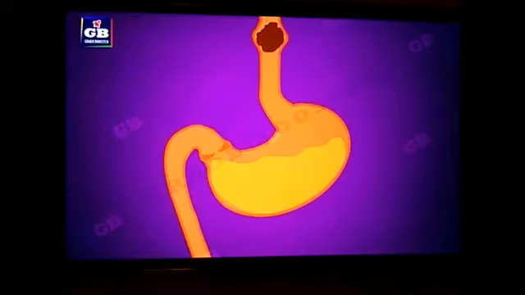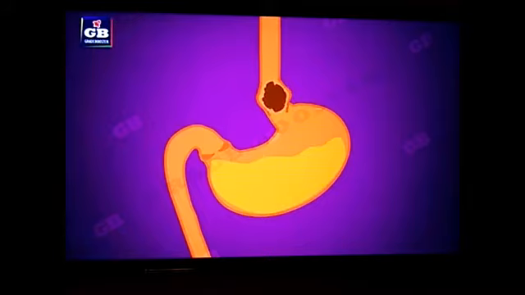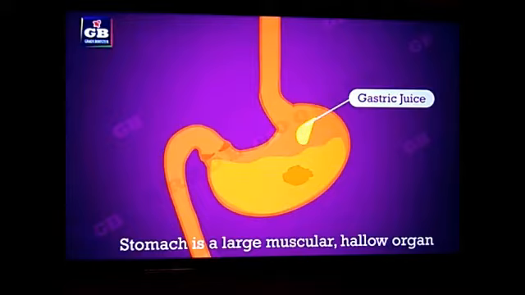Now the food has to reach the stomach through a pipe called the esophagus. The muscles of the esophagus contract rhythmically to move the food through it into the stomach. The stomach is a large muscular hollow organ in which the food is thoroughly mixed with more digestive juices secreted by gastric glands present in the walls of the stomach.